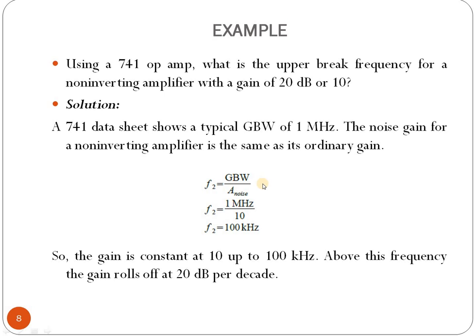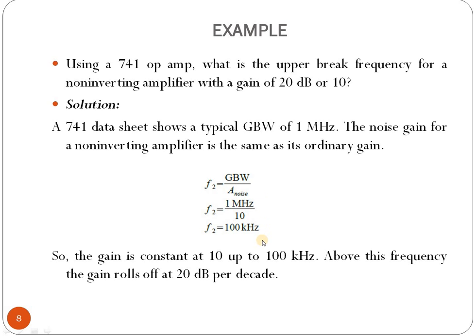So you can use F2, the break frequency, which equals GBW divided by A noise. A noise is 10. We need to convert it into the normal gain value, that is 10, and GBW is 1 MHz. If we calculate, that is 100 kHz. So 100 kHz is the break frequency, actually the upper break frequency.